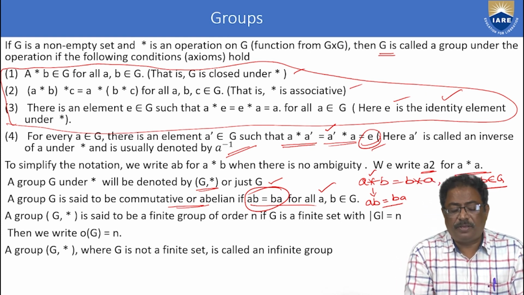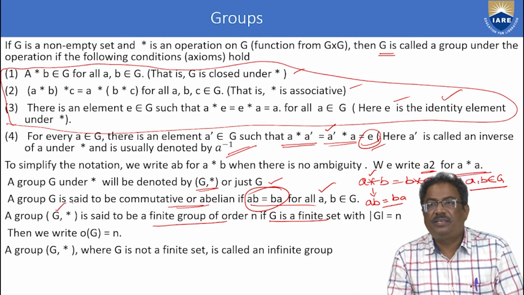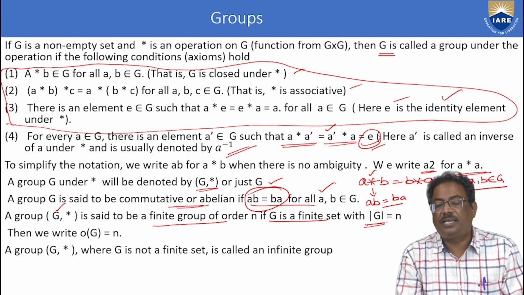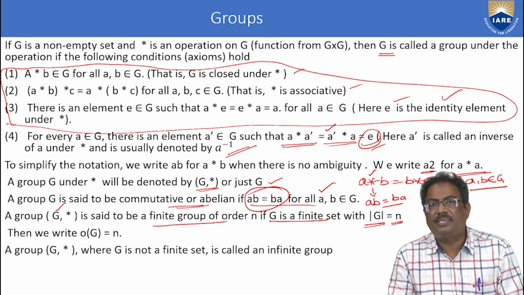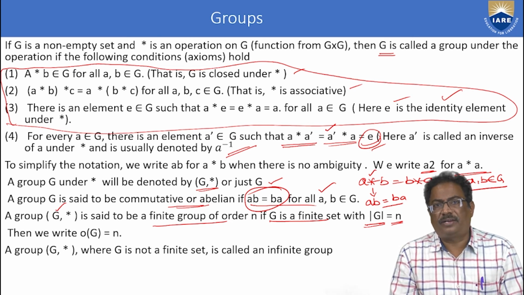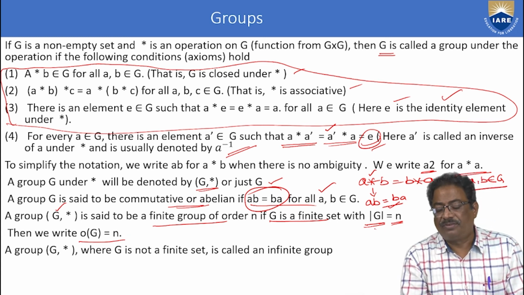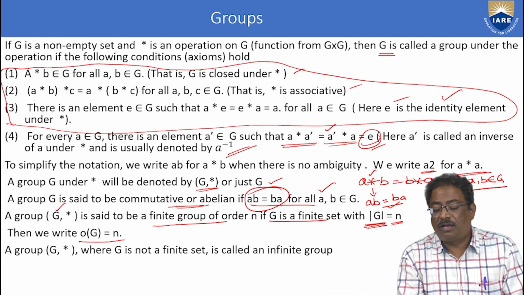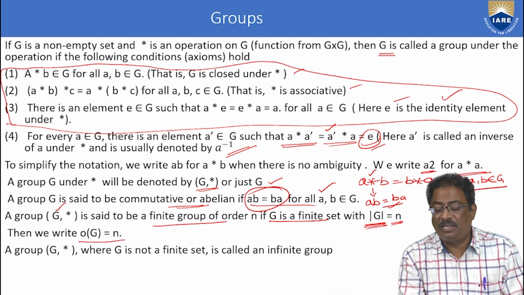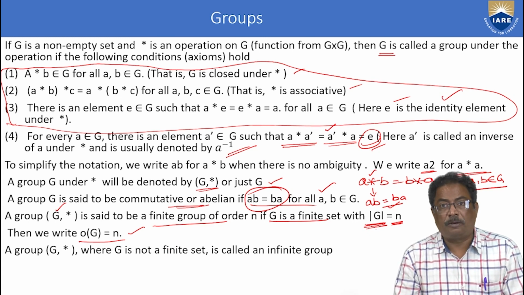Now a group is said to be a finite group if G is a finite set. If it is infinite, then it is not a finite group. The cardinality of G must be finite; let the finite value be n. If G has n elements, we write the cardinality of the group G, the number of elements in G, as n, or we can write the order of G is equal to n.